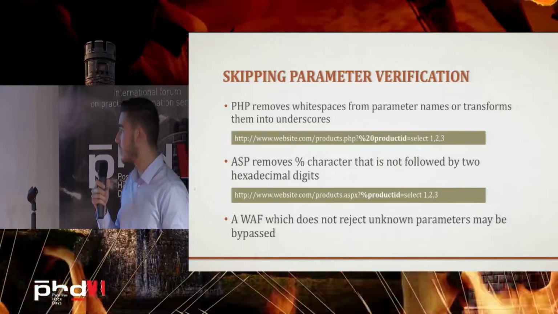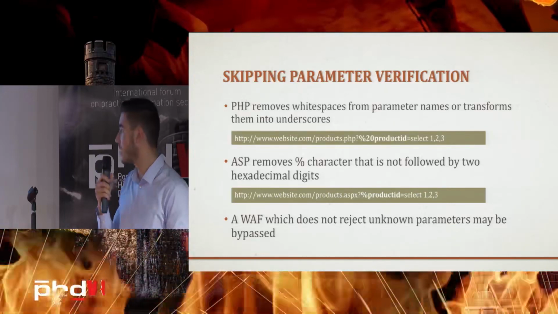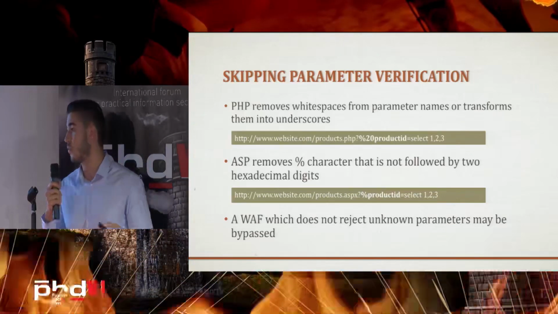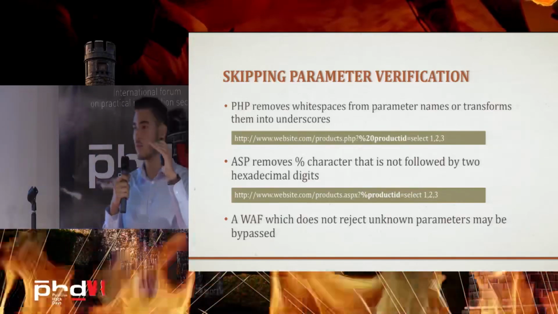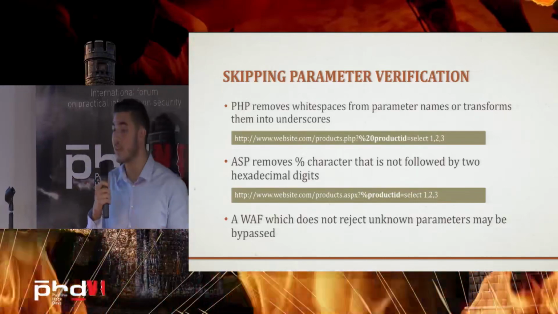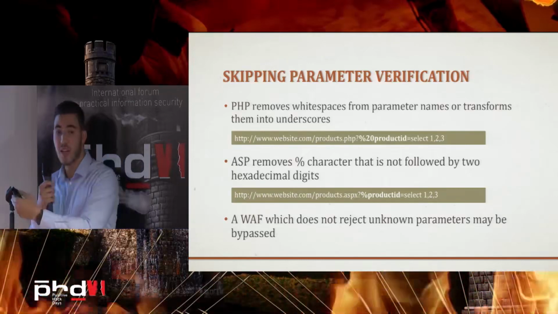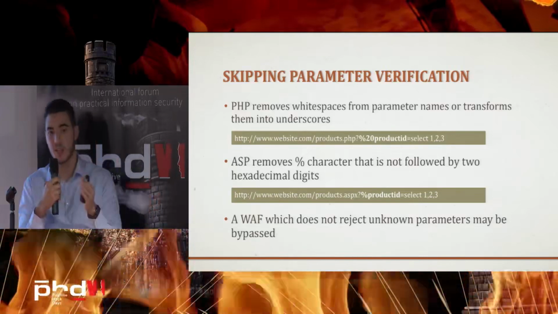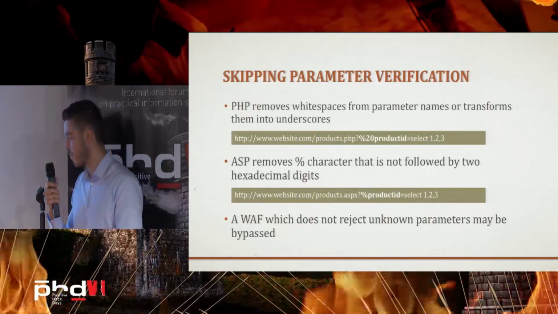request, as you can see, we have a %20, which is a space, URL encoded, and then product ID. What happens at the WAF? The WAF sees space product ID. Then it tries to match it with all the parameters in the whitelist, and doesn't find any. And then it forwards it to the backend. And what does the backend do if we have PHP? It just removes the space and sees product ID and interprets it.